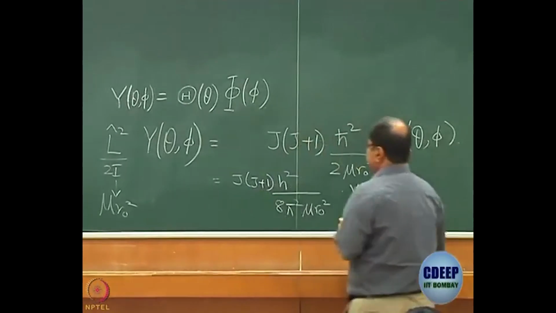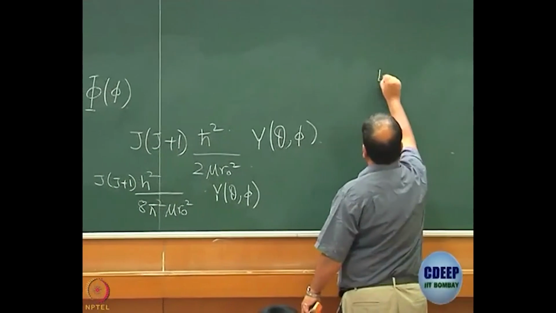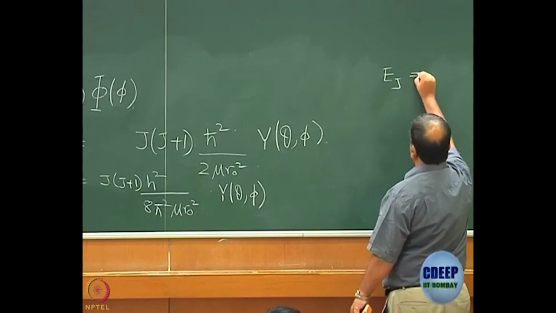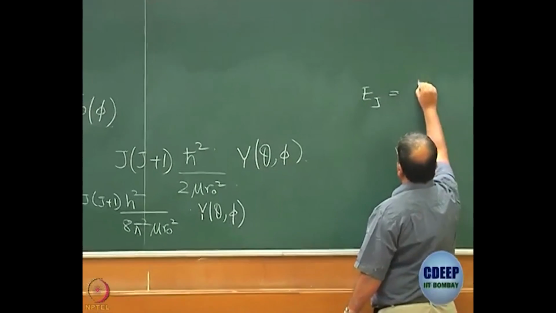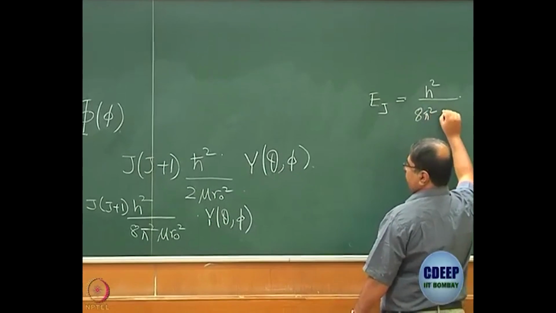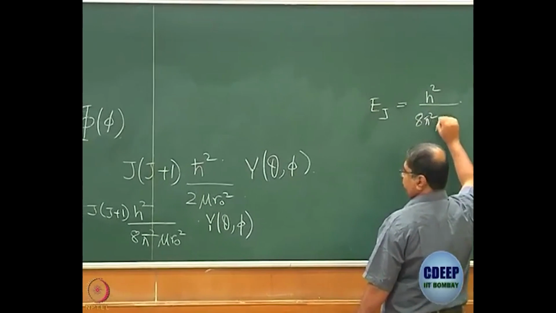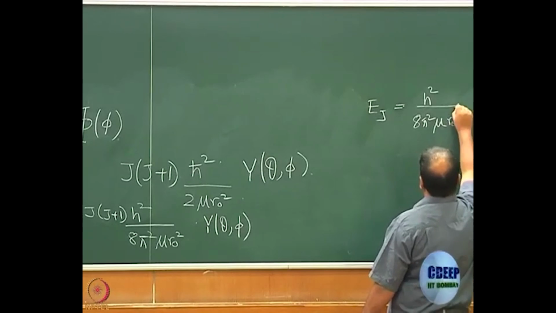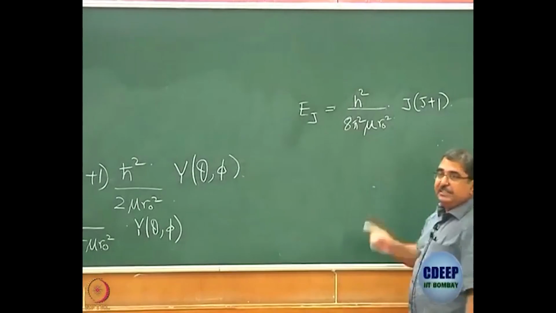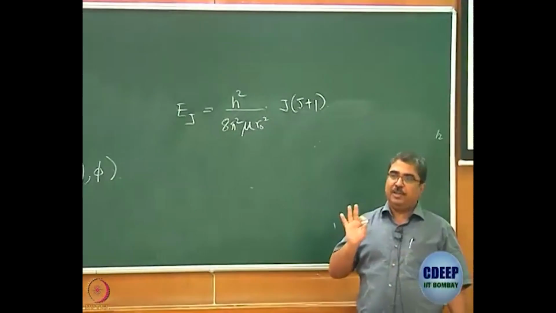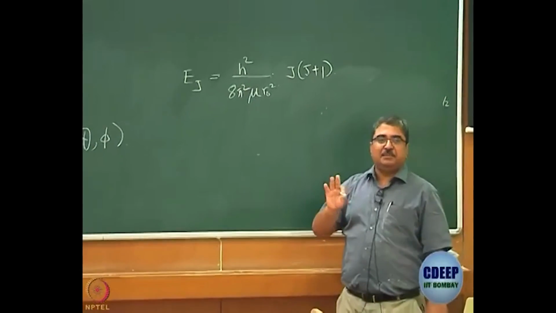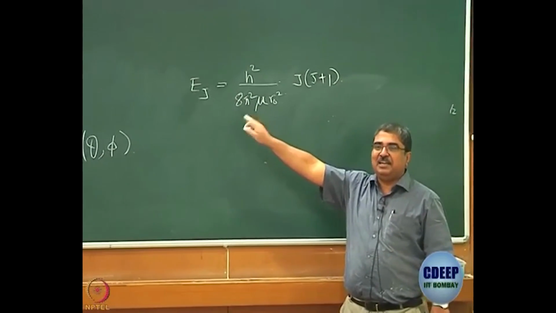So, this is my equation. From here what I can write is energy for rotational level J is given by h square divided by 8 pi square mu r0 square multiplied by J into J plus 1, and this is energy in, say, joule. Okay. So far so good, right? Whoever has studied rotational spectroscopy, I think knows this by heart anyway.